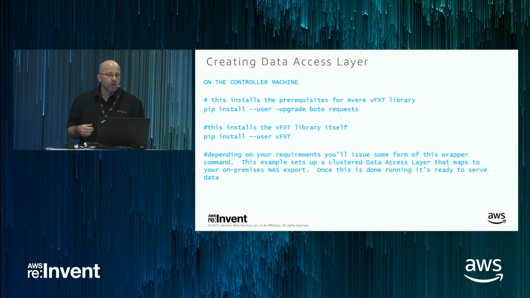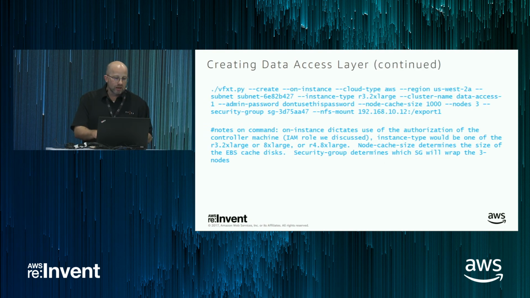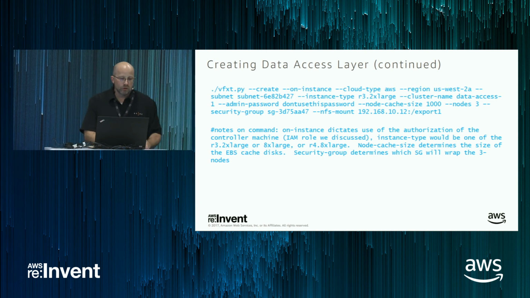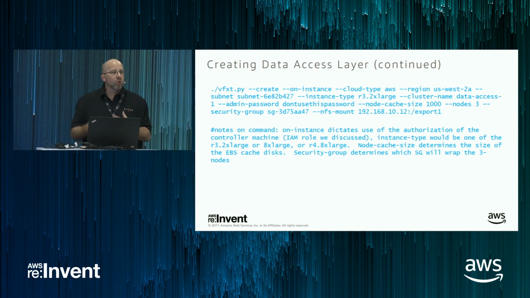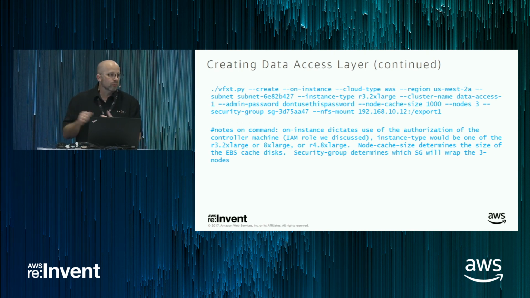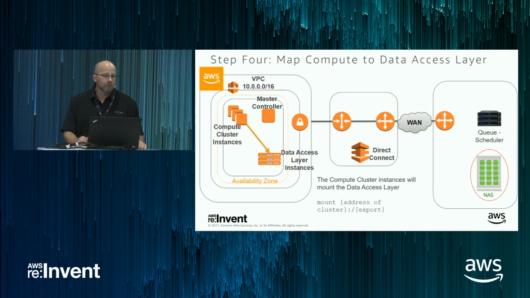But basically, I'm installing Boto. I'm installing our library, which is vFXT. And then I go to the next slide. And yeah, it's a little bit of a longish command, but this one command, which is basically a wrapper script, will set up the entirety of, in this case, a 3-node data access cluster, literally pointing back to an NFS mount point that's sitting on my NAS, sitting in my data center. So once I run this, I'm ready to go from a data perspective because ultimately it's going to be ready to mount that, whether it's a NetApp or an Isilon or whatever.